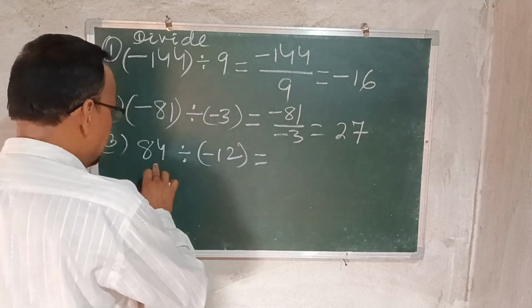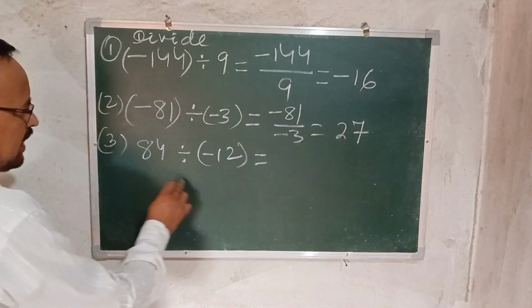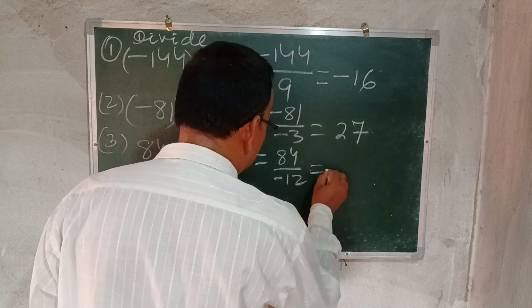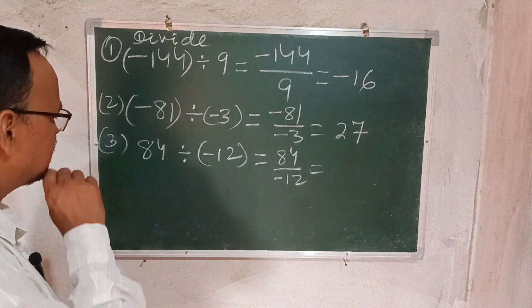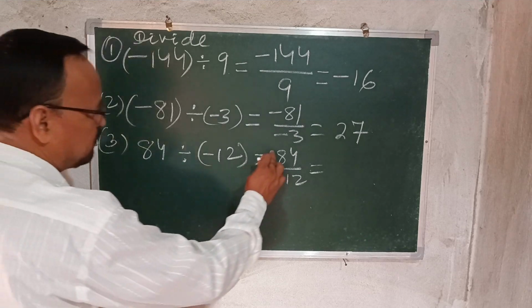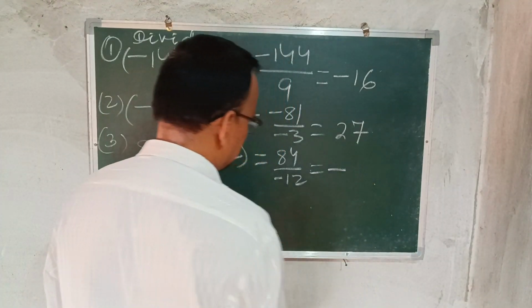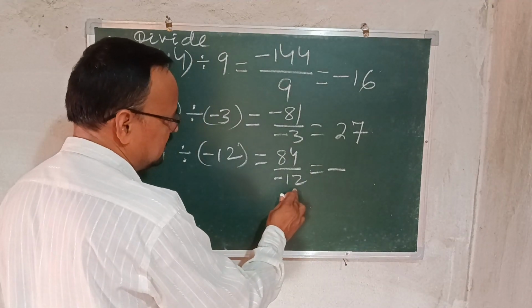And in this case, 84 divided by minus 12. What will be the result? This 84 is plus, divided by minus. Unlike signs, so that is minus. 84 divided by 12 is 7. So the answer is -7.